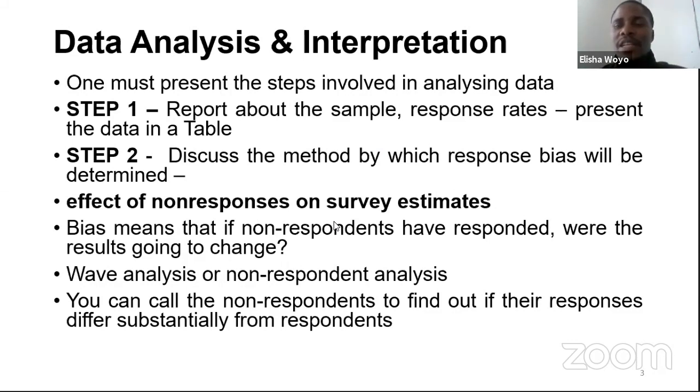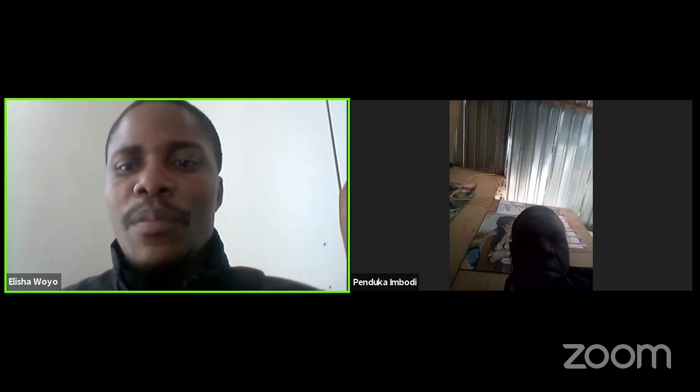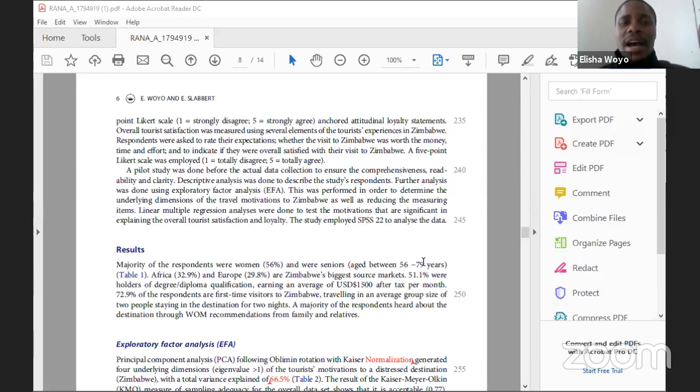The first step that you need to do is to report about the sample. What are the characteristics of this sample? What is the response rate? How many questionnaires were distributed to your audience? If you are to do that, you need to be in a position to know how many questionnaires you have distributed, and how many were returned back.